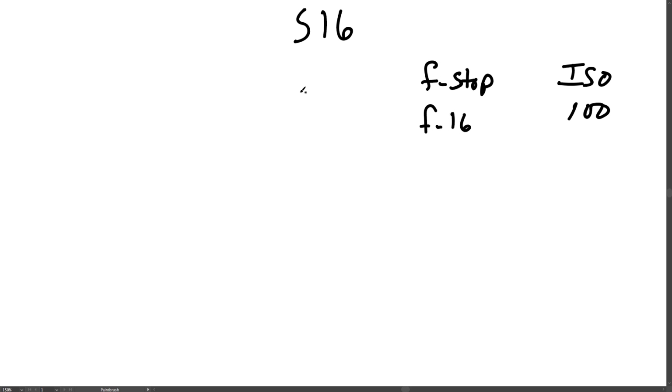So now if we go back to Sunny 16, we have our ISO set at 100. We have our f-stop, or our aperture, set at f16, of course. We have our shutter speed at the reciprocal of the ISO, which is 1/100. And if we have a sunny day, no clouds in the sky, between 10 a.m. and 2 p.m., we said that the photograph will be properly exposed.